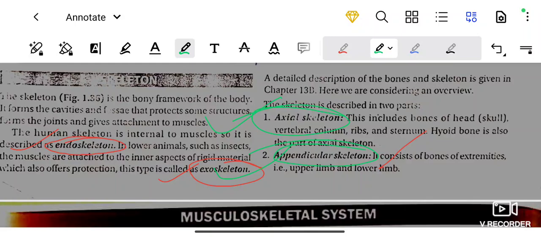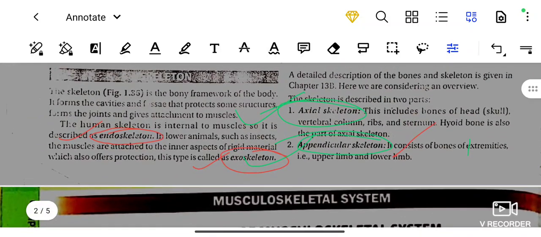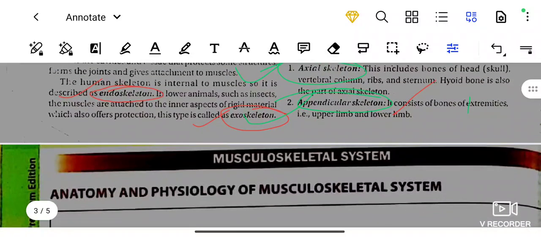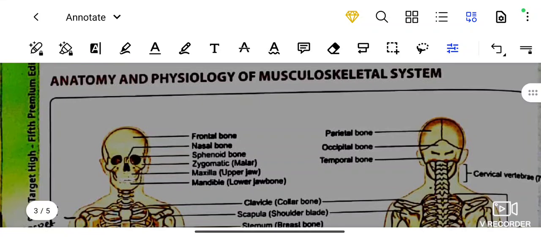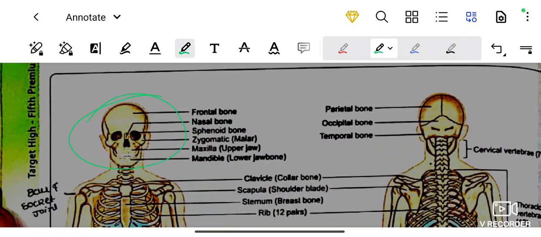The next section is the musculoskeletal system. In the skeletal system, we will first study the musculoskeletal system, its anatomy and physiology. We can see the diagram here. This is the front view, and this is the back view.